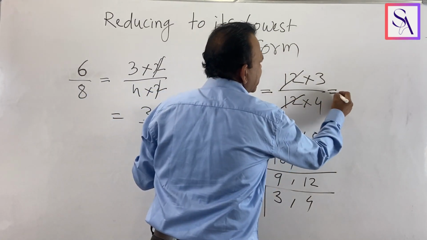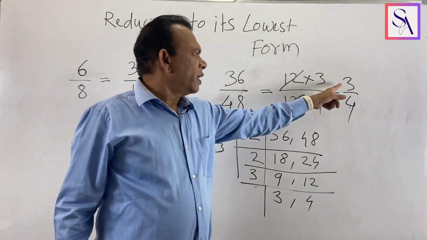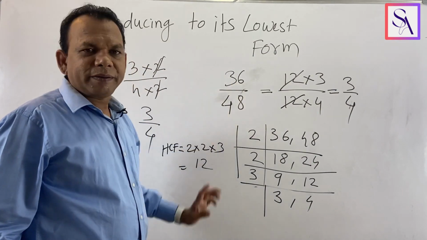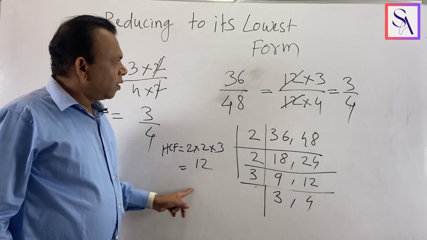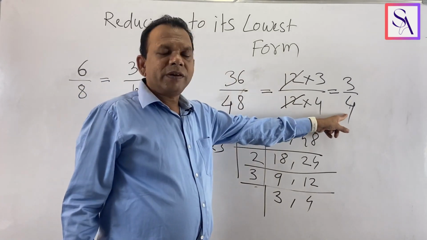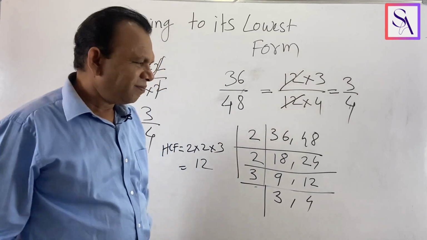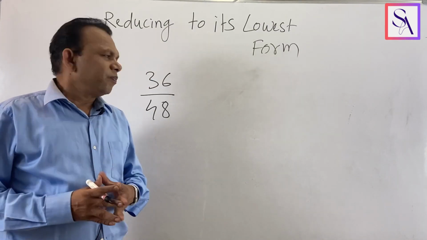And the final answer is 3 by 4. So 3 by 4 is the lowest form of 36 by 48. Got it? So with the help of HCF, we are finding the lowest form. Done? Understood? Now another method to find the lowest form.